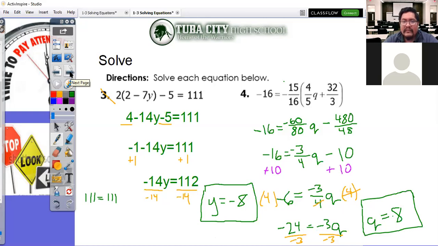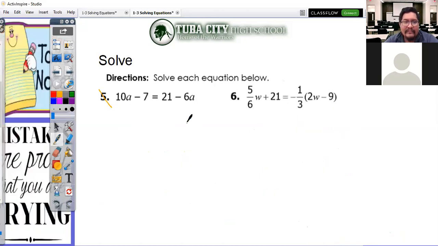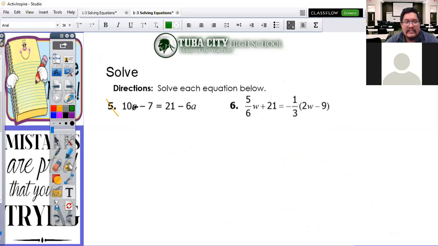So there we go. We are done with this one. And again, these fraction ones are a bit of a hassle, but it is what it is. We just gotta keep going with them. All right, let's go ahead and do this next one here.